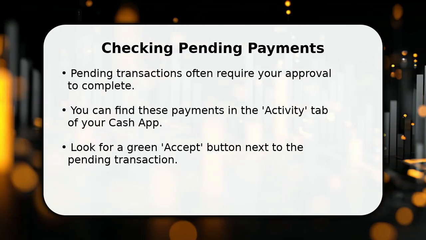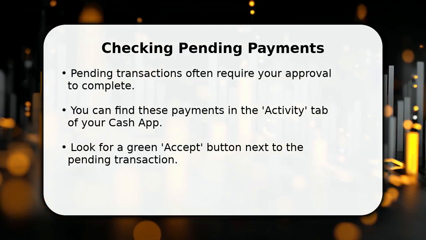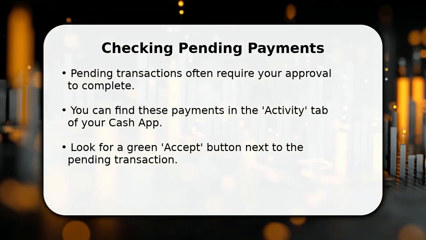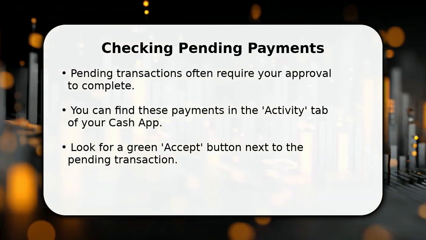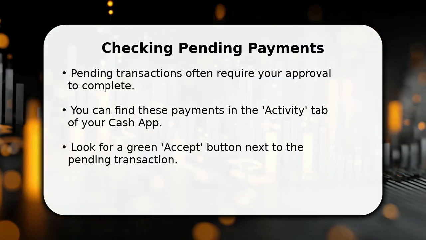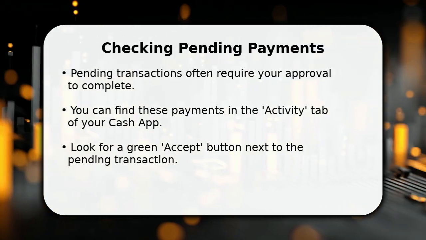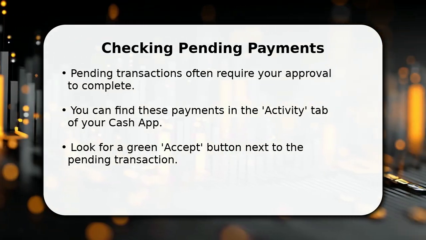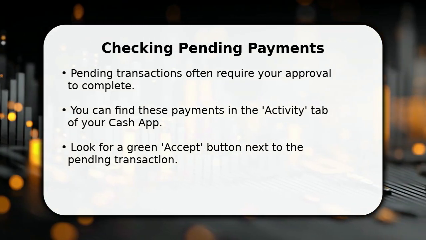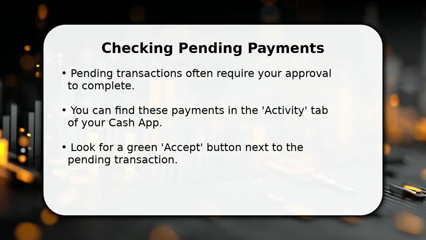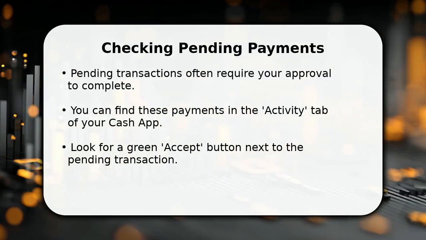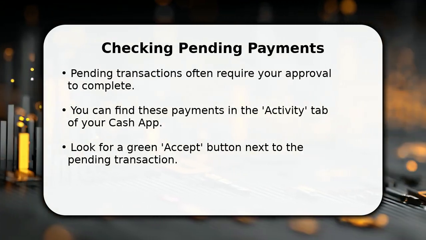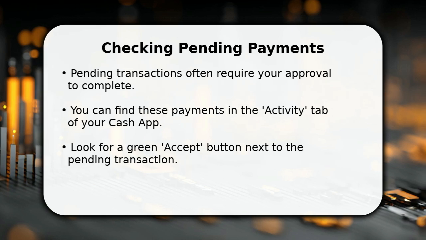In this video, I will explain how to accept money on Cash App when it says pending. First, open your Cash App on your device. Navigate to the Activity tab, usually found at the bottom right of your screen. Look for any transactions listed as pending or waiting on you. Tap on these transactions to reveal more details and the option to accept them. Make sure you are logged into the correct account for the pending funds. This initial step is crucial for managing your incoming payments effectively.